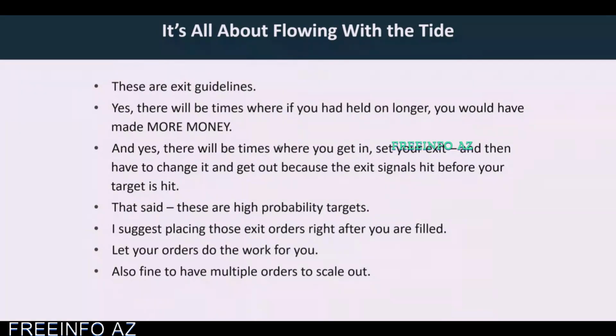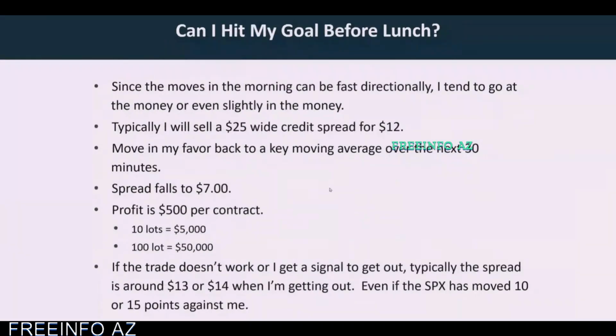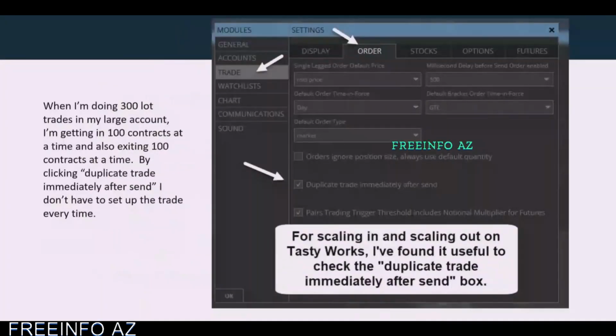Let your orders do the work for you. It's also fine to have multiple orders to scale out. One of the things that I like to do, at least on Tastyworks, I don't know if Thinkorswim does this as well, is go to the gear tab, go to order and trade, and click on duplicate trade immediately after send, because this isn't clicked normally. What will happen is that when you send your order and you get filled, it automatically tees up the exact same order again.